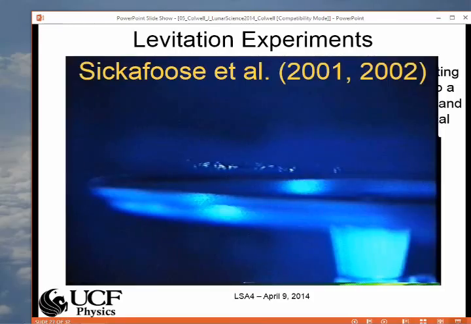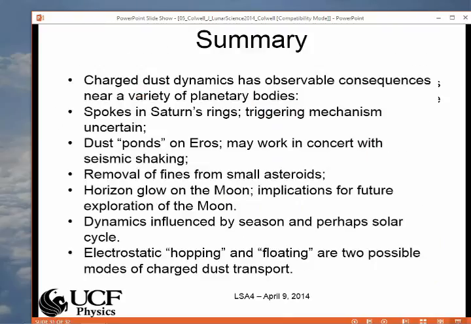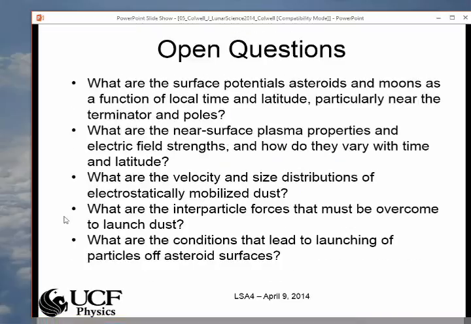I'm out of time, so I'm going to jump ahead to experiments that show these things really happen, but then our open questions, which will tie into measurements that we want to make, and some experiments that Addie will be doing in the lab as well. What are the surface potentials on asteroids and moons as a function of time and location? What are the near-surface plasma properties and electric fields like? A lot of the things that go into these models are our best guesstimates on what those properties are, and what are the conditions that lead to launching of the particles off the moon and asteroid surfaces. We really need better data to understand what's going on with that dynamics. I'll stop there.